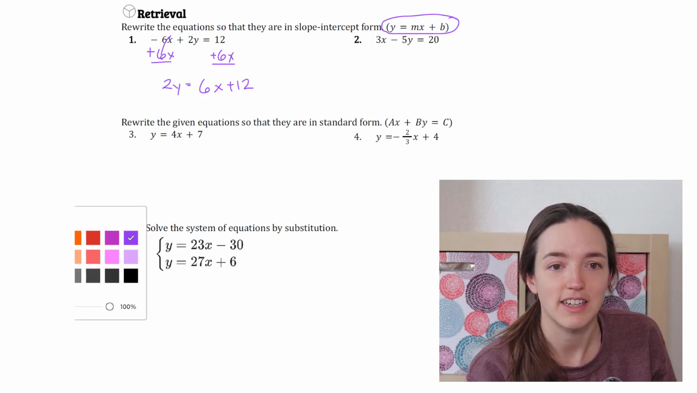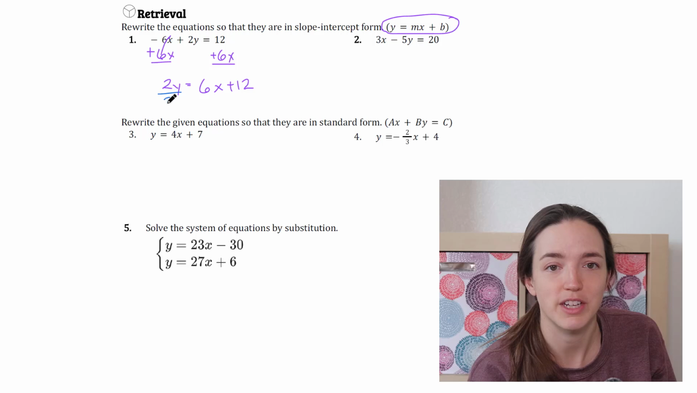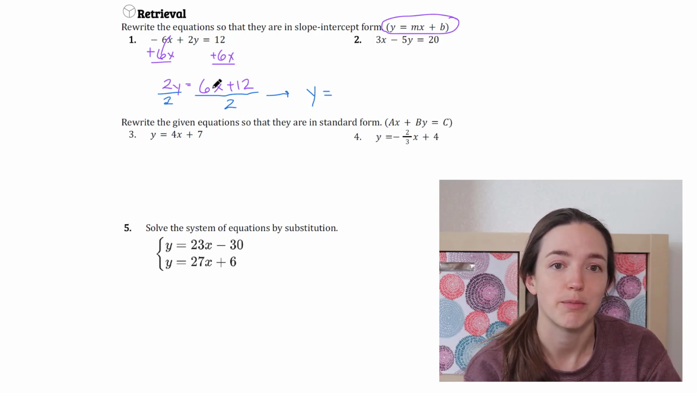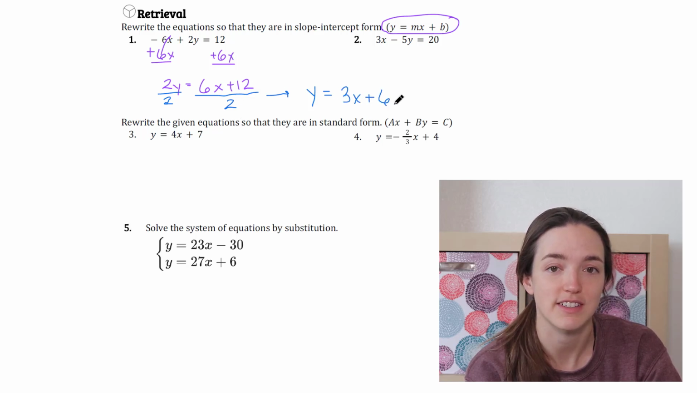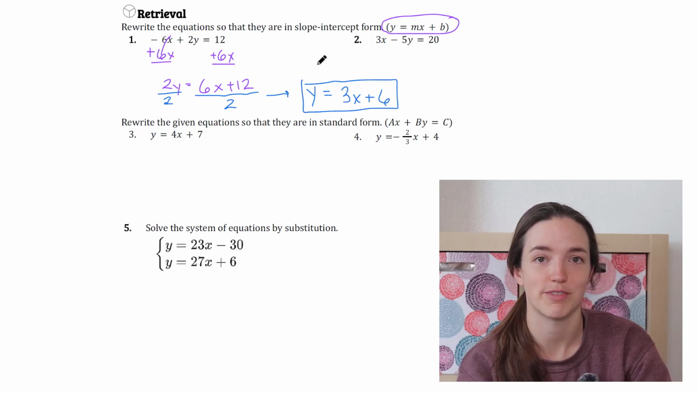Now the last thing I have to do is divide by 2 to get the y totally by itself, and I have to divide this entire side by 2. That leaves me with y equals, now I'm going to look at these one at a time. 6x divided by 2 is 3x. 12 divided by 2 is 6. So there is my slope-intercept form for number 1.